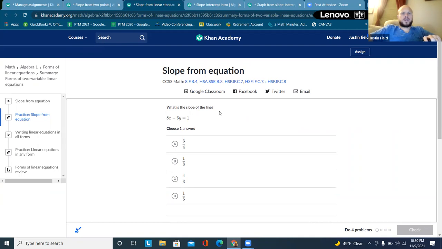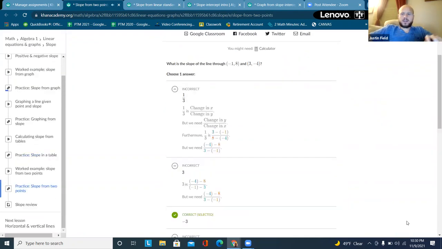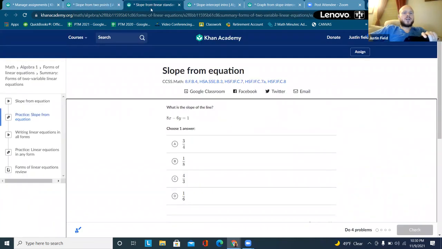Now, the slope of a line, wait, oh, hey, whoa, I got it. Yay, raise the roof.